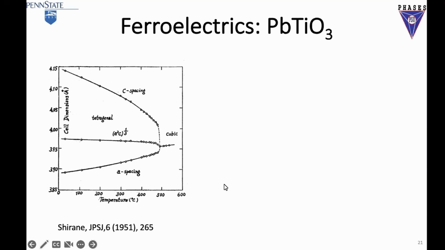This is lead titanate, probably 1951, which plotted the lattice parameter as a function of temperature by X-ray. What you see is the top curve here is the C-axis, and this is the A-axis, right? So when temperature goes up, C decreases and A increases, and at the transition temperature they become equal. That's pretty good. Then you say it's a tetragonal to cubic transition.